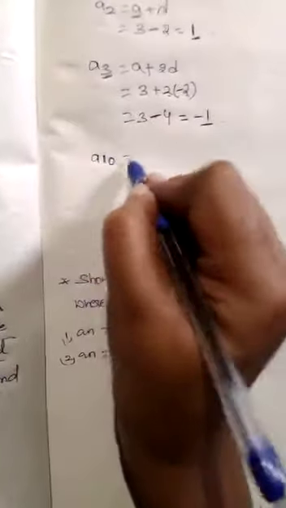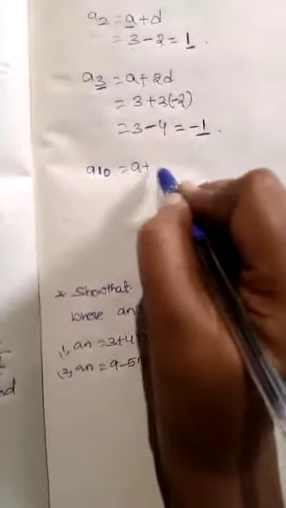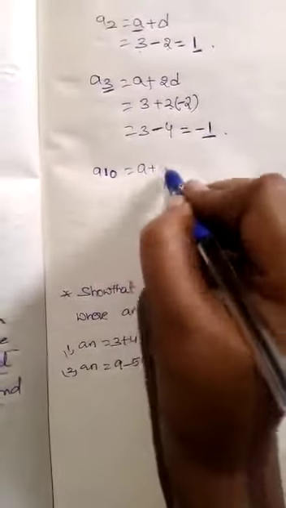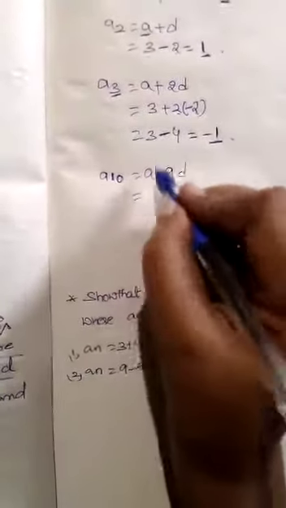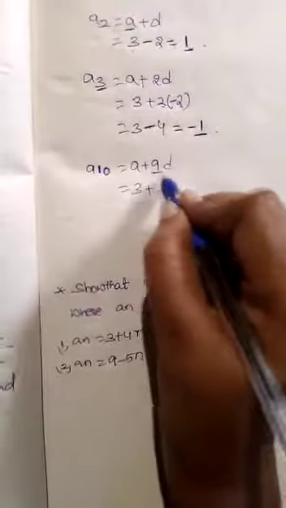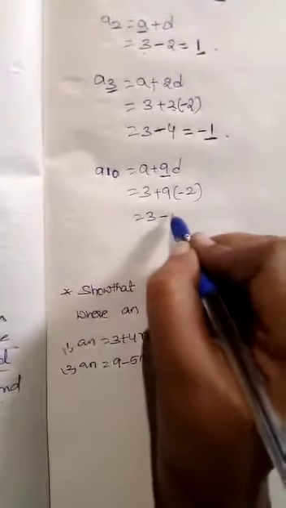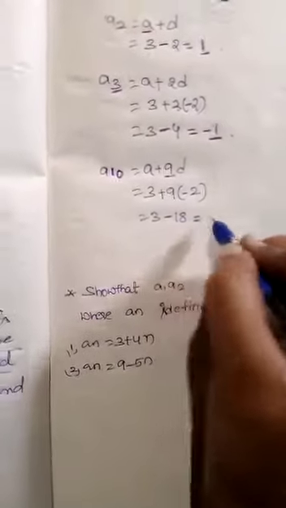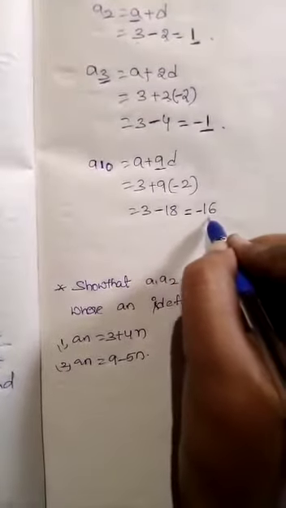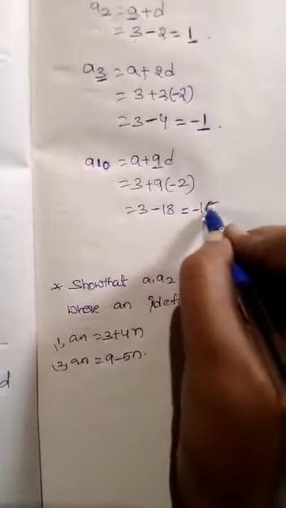Next, the 10th term: A plus 10 minus 1, 9D. A equals 3 plus 9 into D value, minus 2. 3 minus 18, which is equal to minus 15.